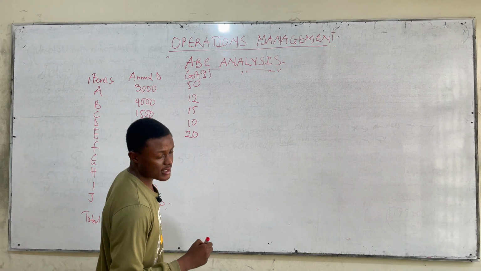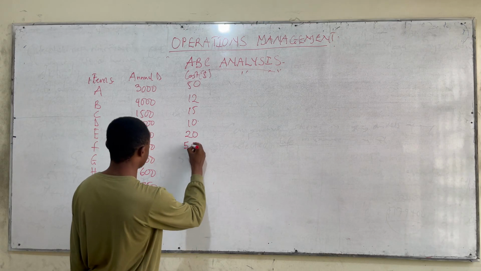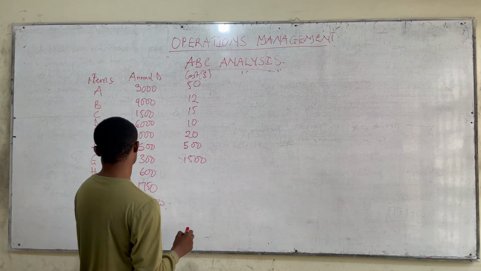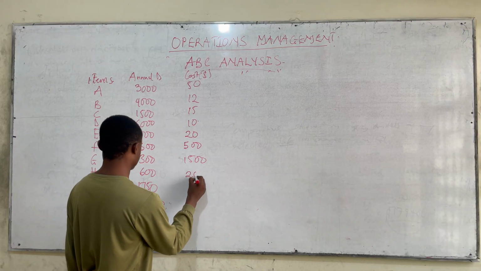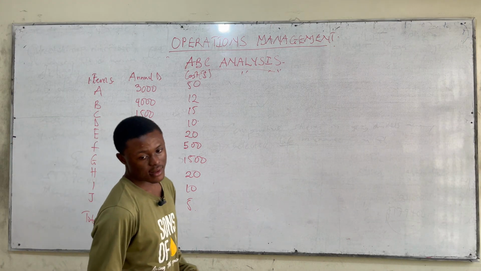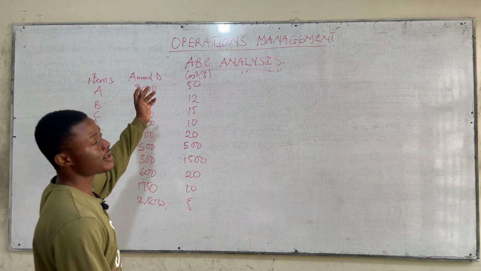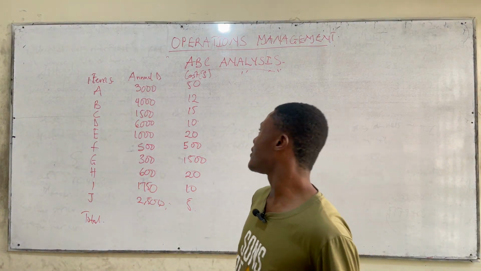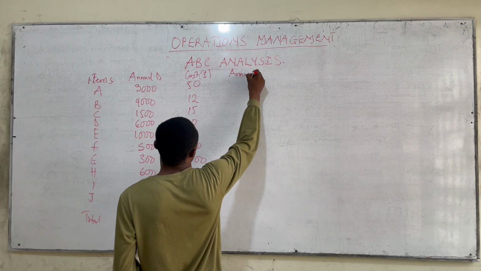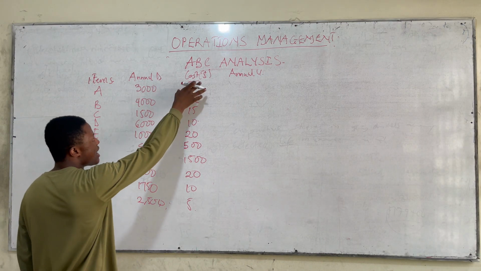Item F is 500. So item F is 500, and item G is 1,500, and item H is 20, and then I is 10, and the last one is 5. So here, if you want to find how to group all these in the ABC analysis, let us find the annual value. So in calculating the annual value, what you have to do next is multiply the annual demand by its cost.